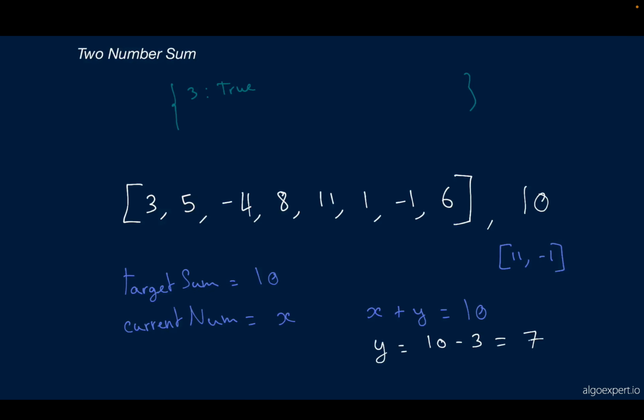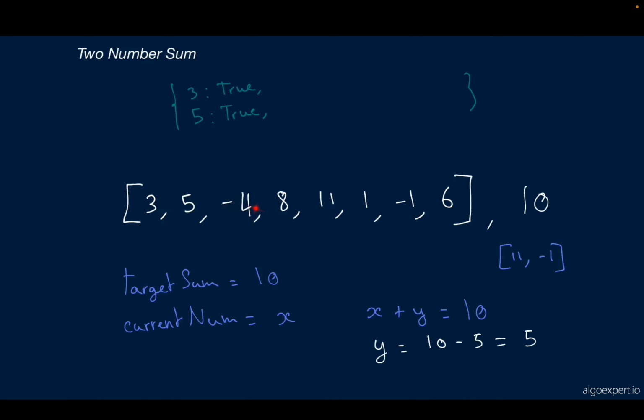And we say, okay, if we have the number 5, let's solve for y. So here we're going to say 10 minus 5 is equal to 5. And is 5 in our hash table? No, it's not. So we skip this. We haven't found our two-number sum. And all we're going to do is store the number 5 here in our hash table as true.